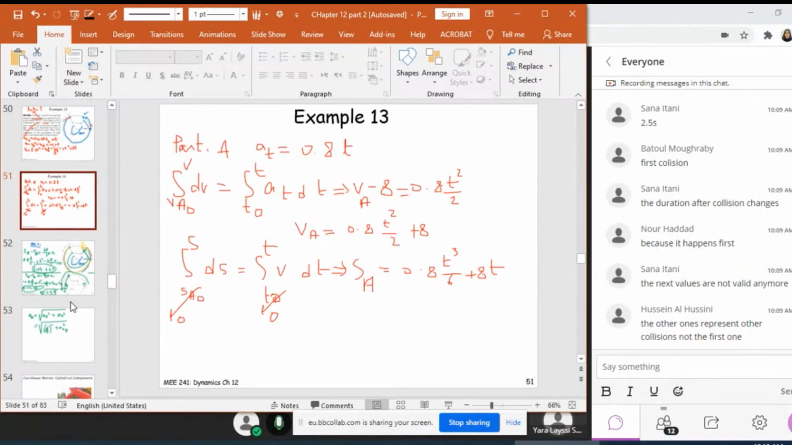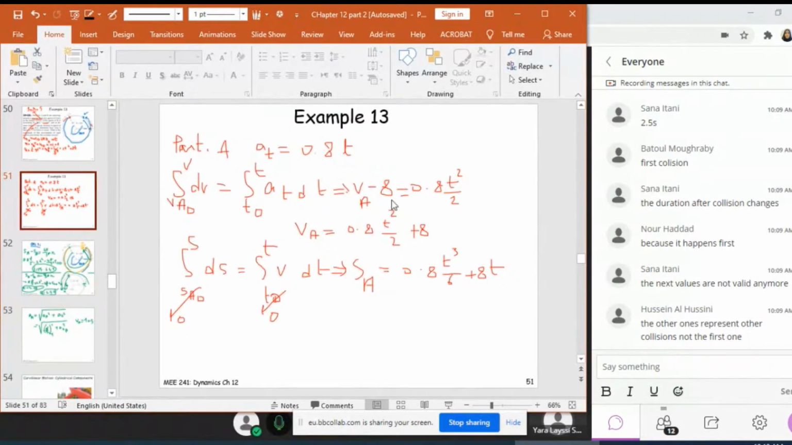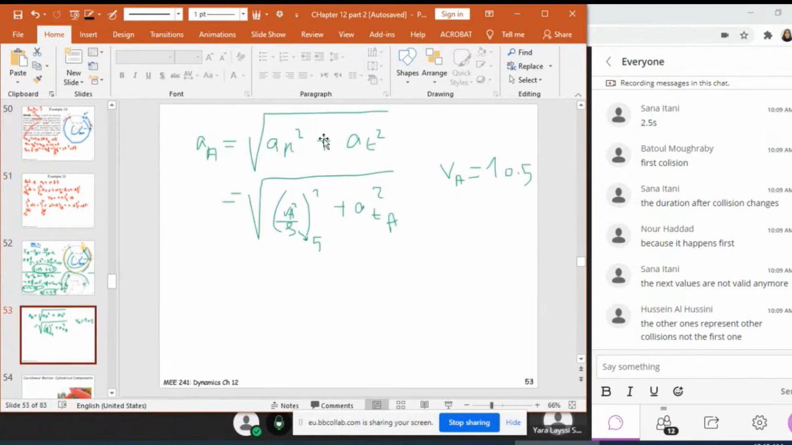At T equal to 2.5, VA will be equal to 10.5. So VA will be equal to 10.5 at this T. So I know VA, and rho is equal to 5. This is a circular motion. And I can also find AT, because in fact, AT is equal to 0.8 times T, and T is equal to 2.5. So you can find AA.